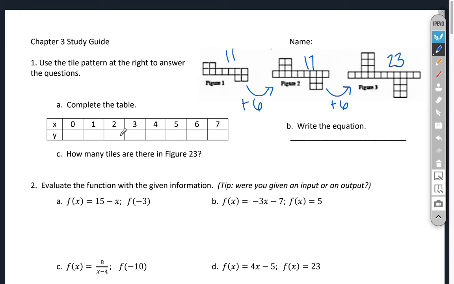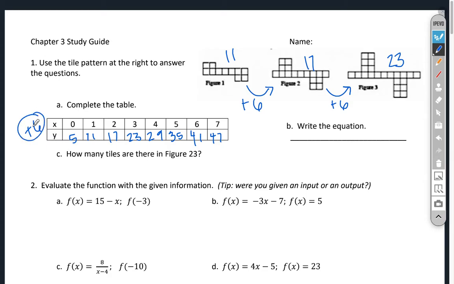So we can go ahead and complete the table. And let's use figure 1 through 3 first. So we know we've got 11, 17, and 23. And then for 0, we'll subtract 6, so we'll have 5. And then we'll keep adding 6, so we'll have 29. 29 plus 6 is going to give us 35. 35 plus 6 is going to give us 41, and 41 plus 6 is going to give us 47. So all we're doing is just adding 6.